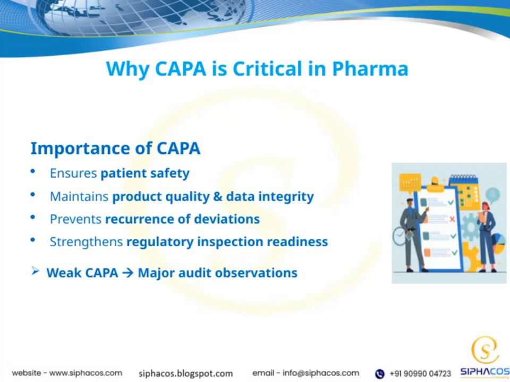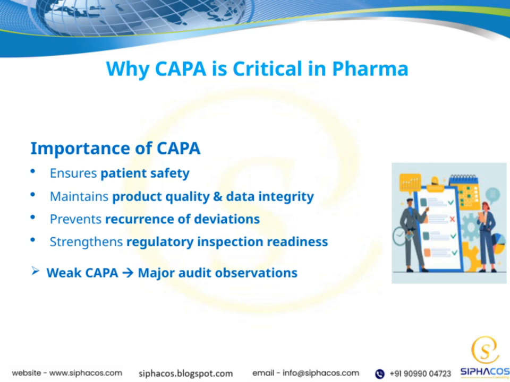Let's talk about the importance of CAPA, or corrective and preventive actions. First and foremost, effective CAPA ensures patient safety, which is always our top priority. When issues are properly addressed, it helps prevent any harm to those relying on our products. It also plays a crucial role in maintaining product quality and data integrity, making sure everything we produce is consistent and reliable. This is vital for building trust with regulators and customers alike.